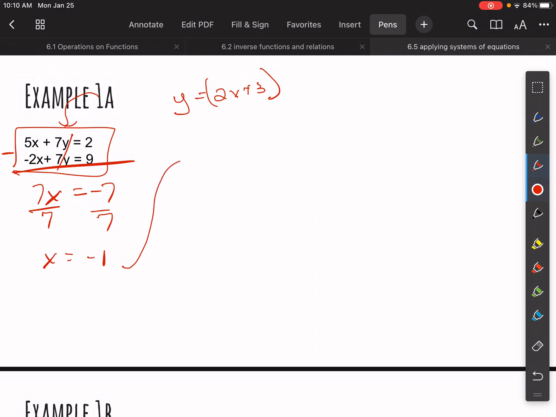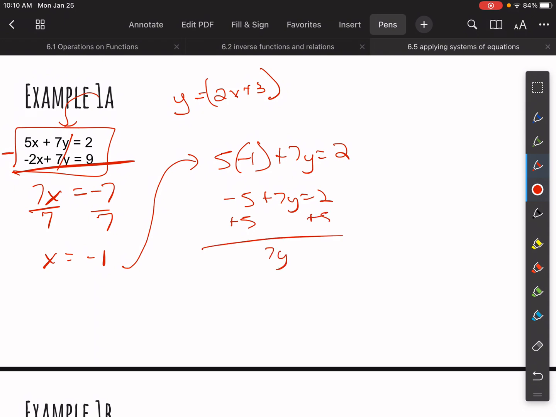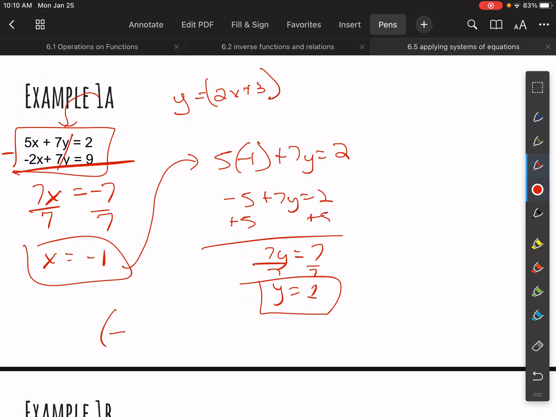Okay, then we take that and we plug it back in for x. 5 times negative 1 plus 7y equals 2. And you could have plugged it into the other equation as well. That's no problem. Should get the same result. Negative 5 plus 7y equals 2. Add 5 to both sides. We get 7y is equal to 7. Therefore, y is equal to 1 when we divide both sides by 7. Okay, so y is equal to 1. X is equal to negative 1. Final answer would be negative 1 comma 1. And they want to know which method was the best in solving this. This would be elimination by subtraction.